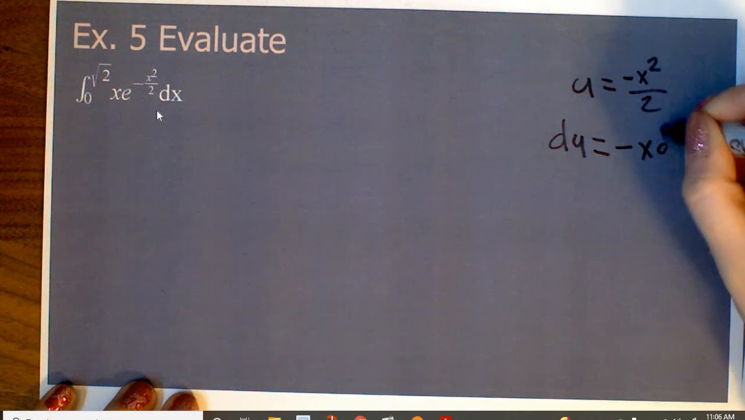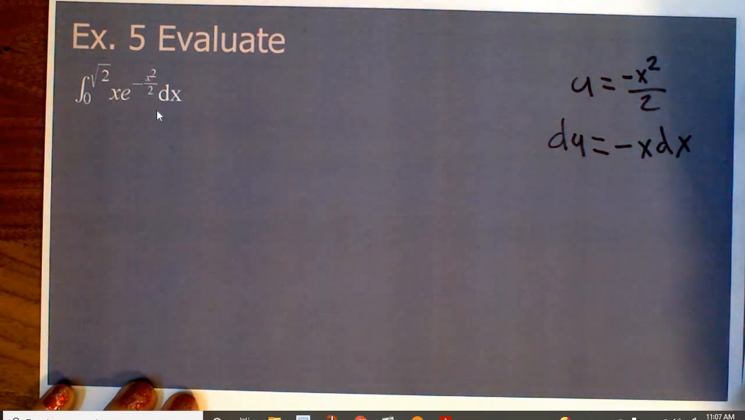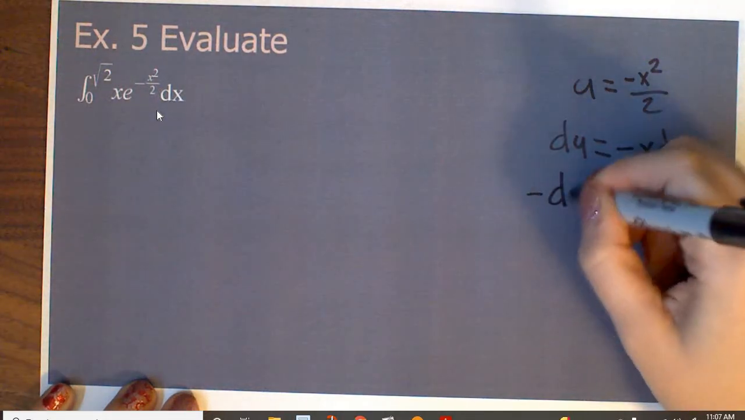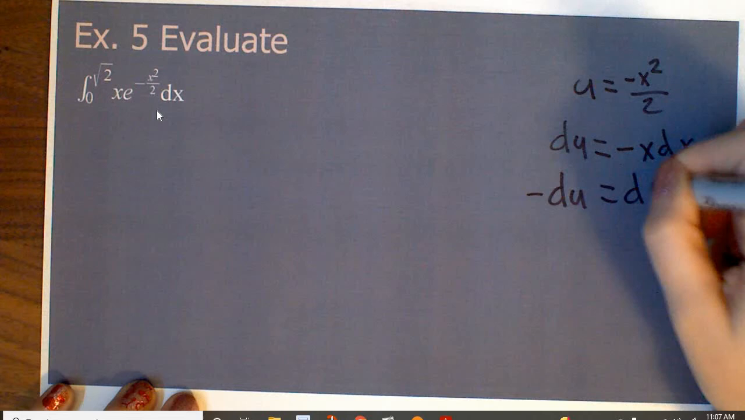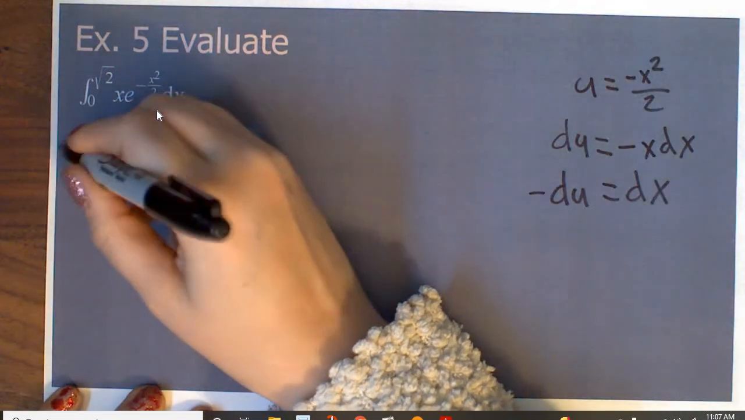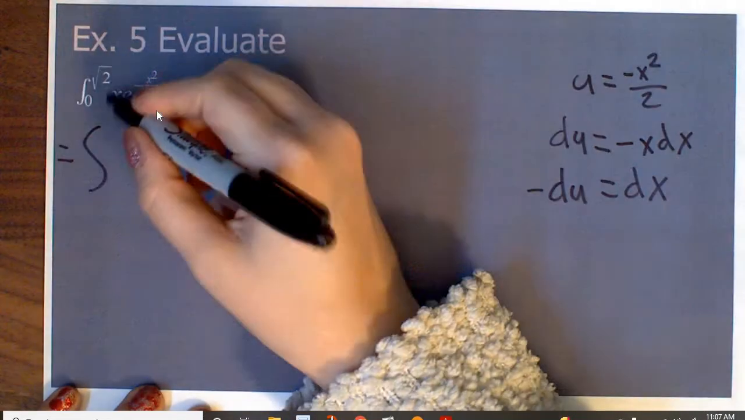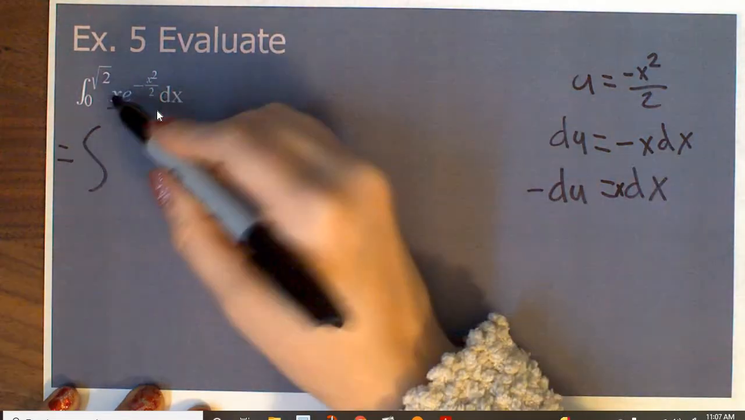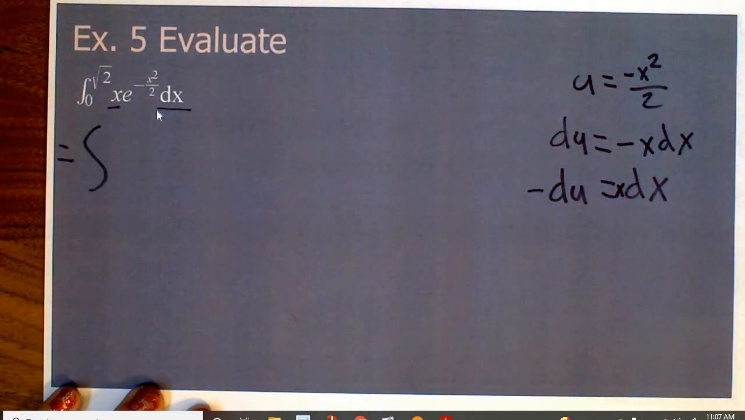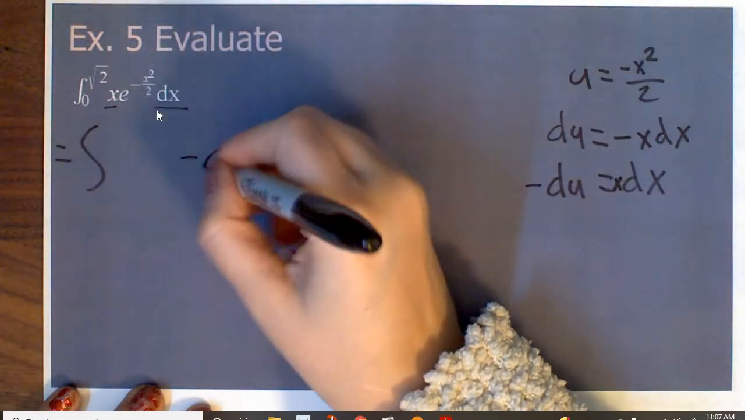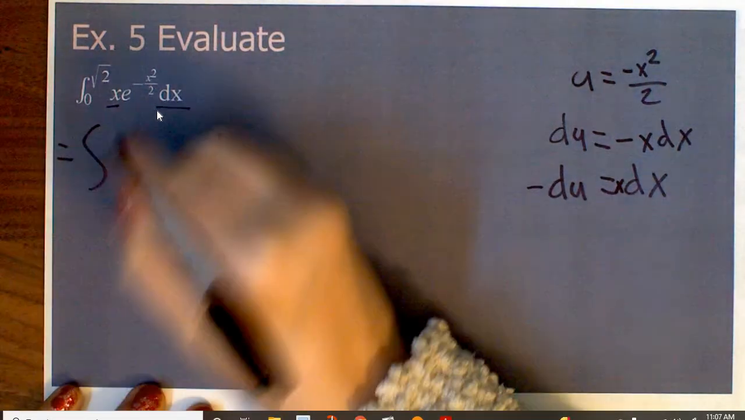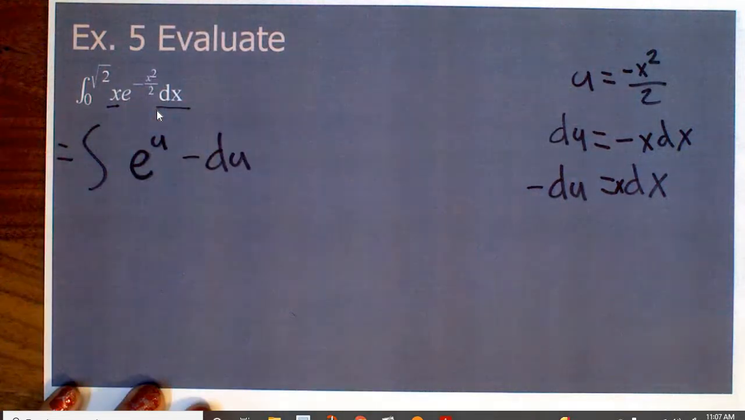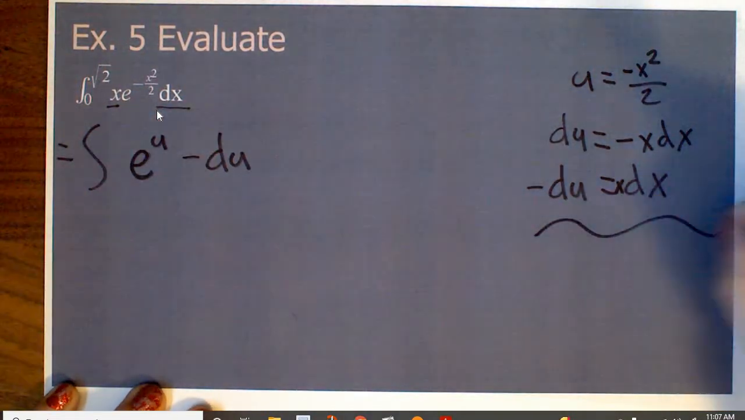So negative x dx. I don't have a negative in my integral, so I need to move that to the other side. And we get dx. So my x, I dropped an x over here, x dx. So my x and my dx get taken care of by that negative du. And then I still have an e to the u. Again, we need to take care of our bounds.